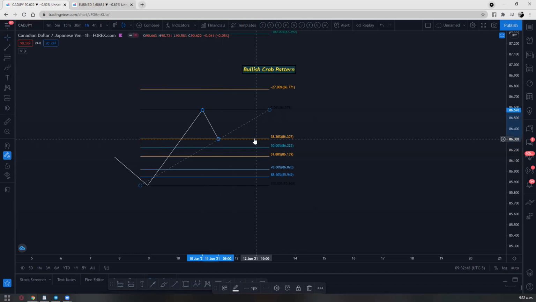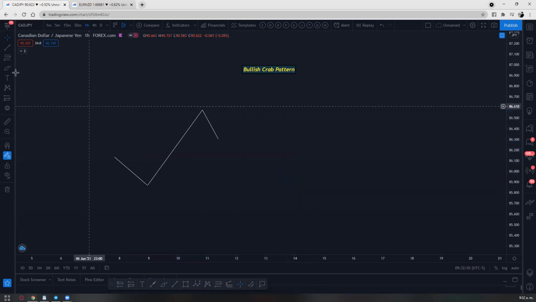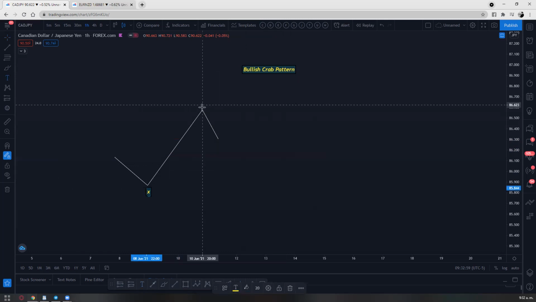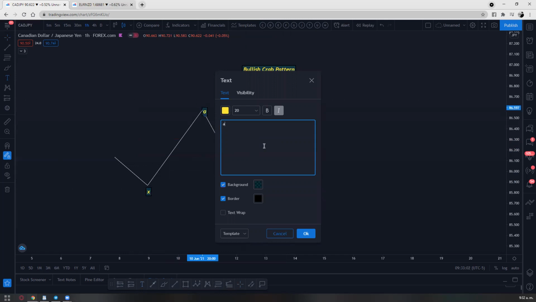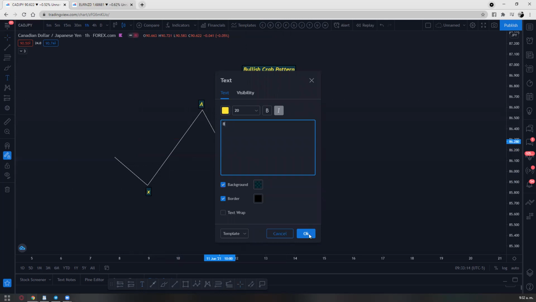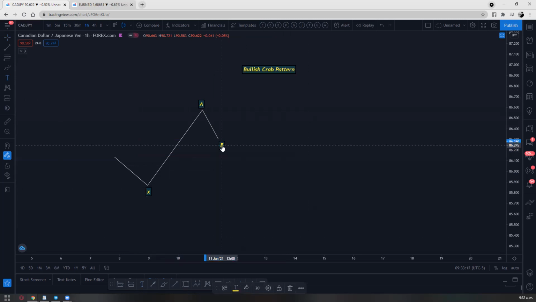All right, that's our first point. So I'm going to mark it off right quick here. This would be our X point. Right here would be our A point. Right here, and this would be our B point. So we already got the X, the A, the B. Now let's go for the C.